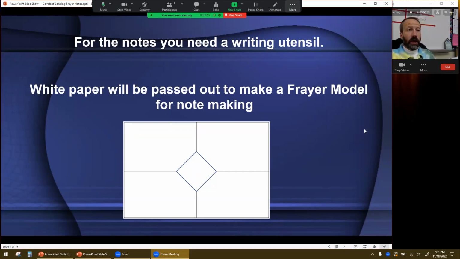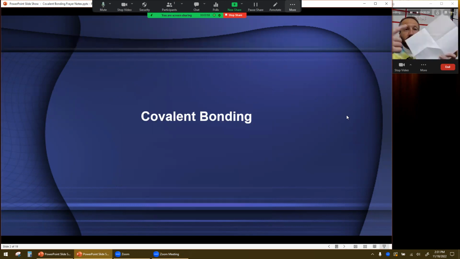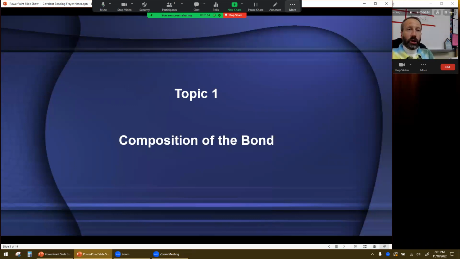Okay. All right. So in the diamond in the center, these are our covalent bonding notes. Our covalent bonding notes are going to again have those 4 sections, and then on the back we're going to do special topics. All right. So topic 1, which is the same as last time, pick a quadrant, and that is composition of the bond.